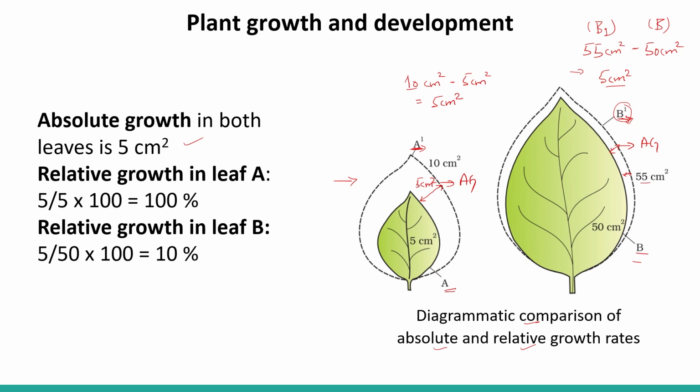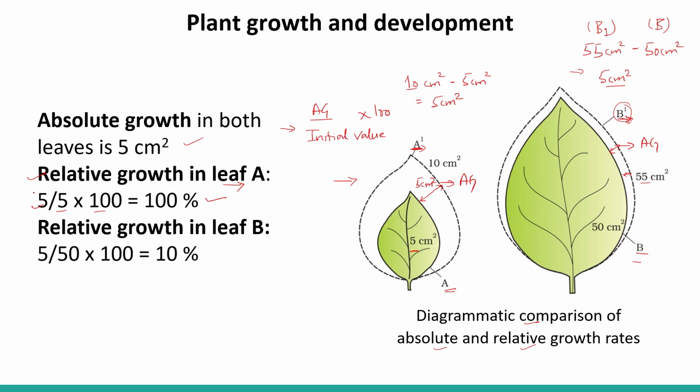But when we compare the final size with the initial size, when we have to calculate the relative growth rate, first let's calculate the relative growth rate in leaf A. Again, you have to remember the formula: absolute growth divided by the initial value, or the initial size, into 100. So absolute growth here was 5, and what is the initial value in leaf A? Again 5, into 100, which gives us the value of 100%. So here relative growth is 100% from 5 to 10.